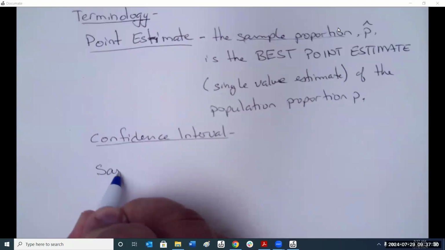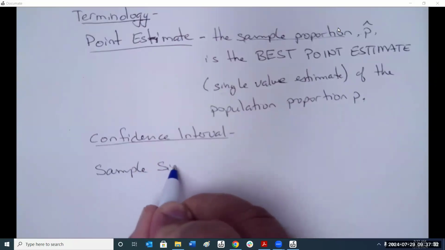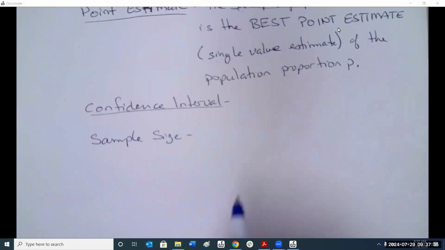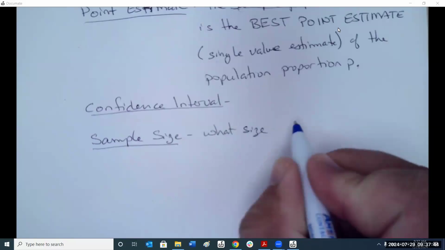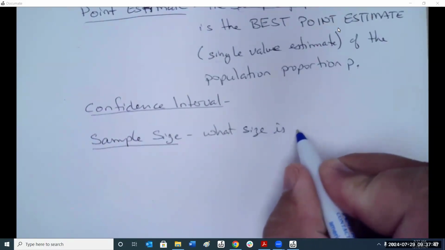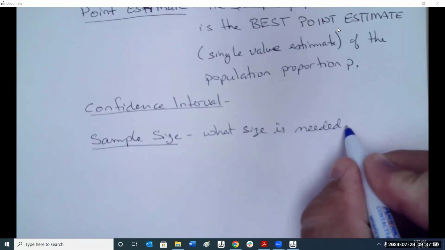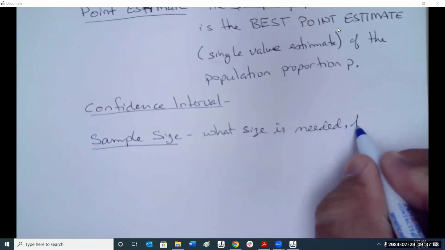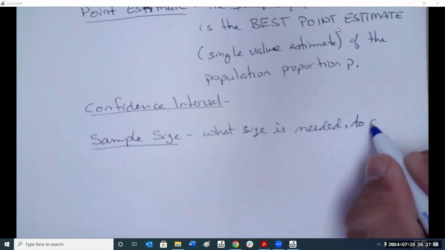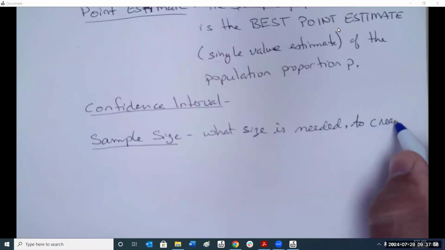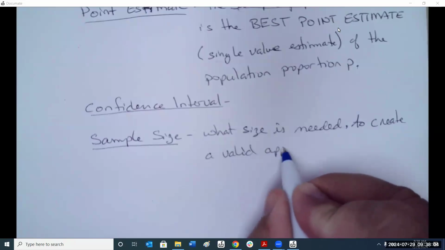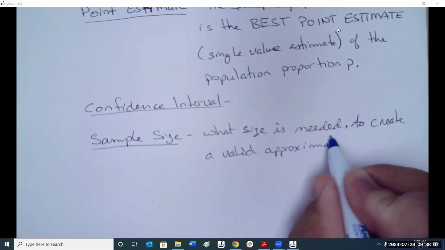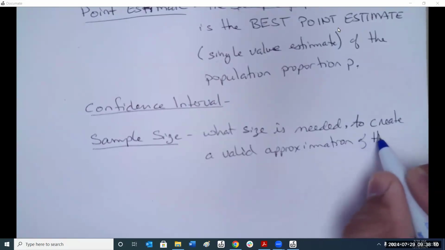Then we're going to look at the sample size. What size is needed to create a valid approximation of the population?